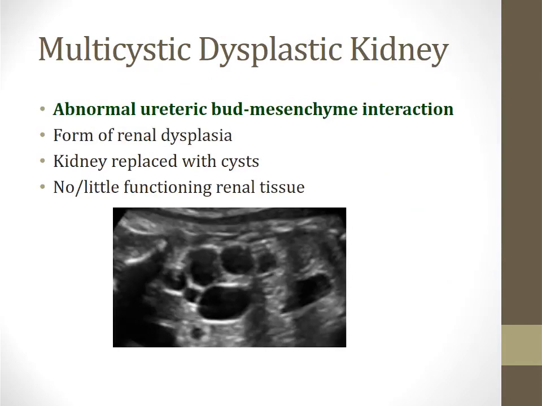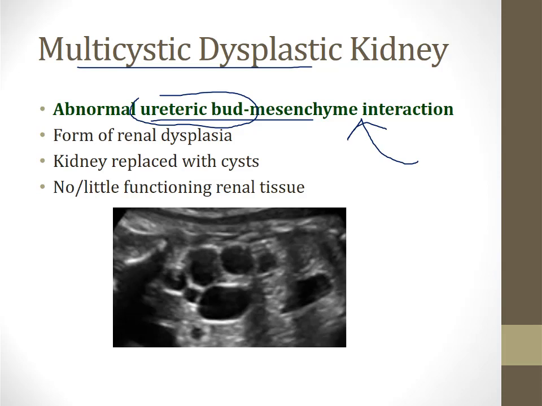Another renal developmental anomaly is called multicystic dysplastic kidney. The cause of this problem is abnormal interactions between your ureteric bud and the mesenchyme. So if the ureteric bud doesn't form at all, you'll get renal agenesis. If it forms, but it interacts abnormally with the mesenchyme, you can get a multicystic dysplastic kidney. It's a form of renal dysplasia where the kidney is replaced with cysts.